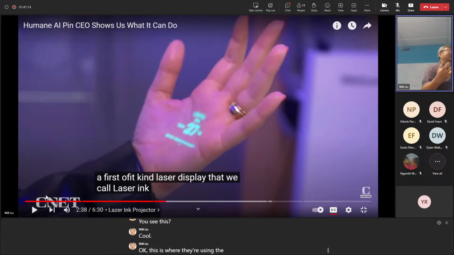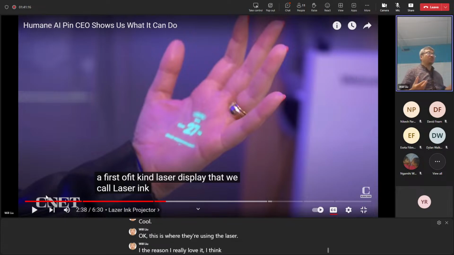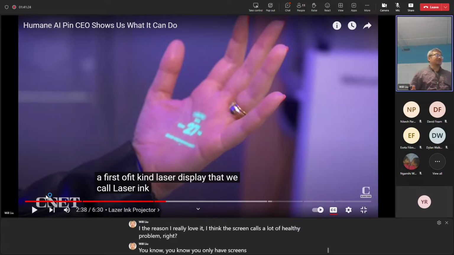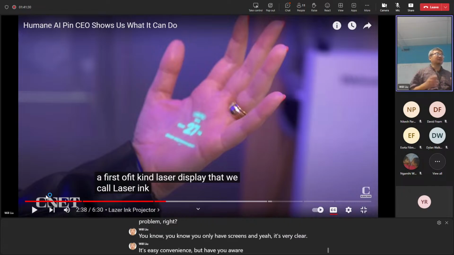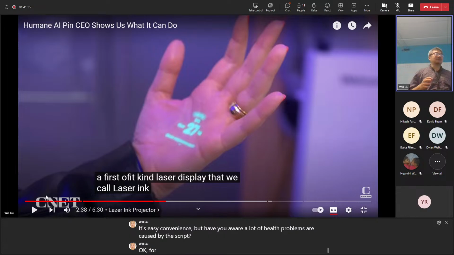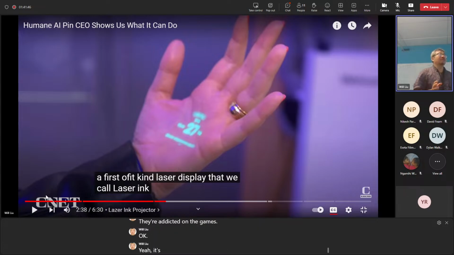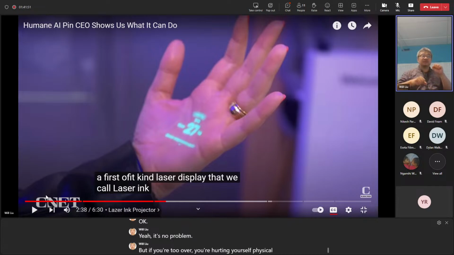They're using the laser. And the reason I really love it is that I think the screen causes a lot of health problems, right? Usually we have screens, and yes, it's very clear, easy, convenient. But are you aware that a lot of health problems are caused by the screen? For example, it makes you sit for a long time behind the screen, and some people, especially the young generation, are addicted to games. Yeah, it's for fun, no problem. But if you overdo it, you're hurting yourself physically.